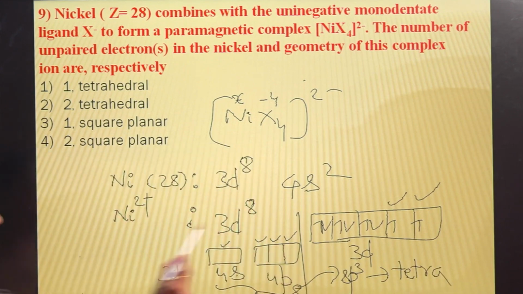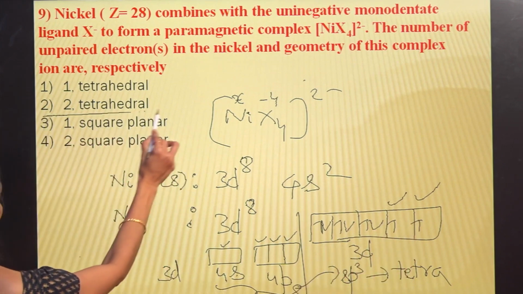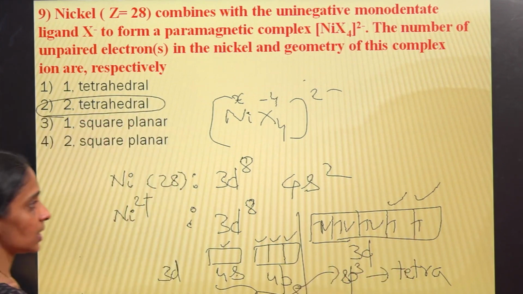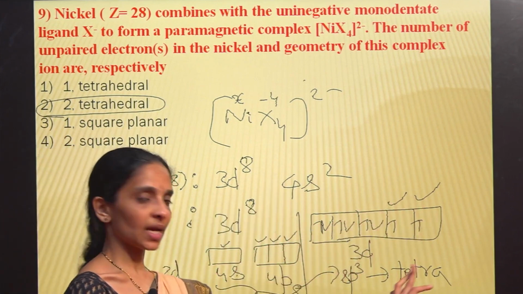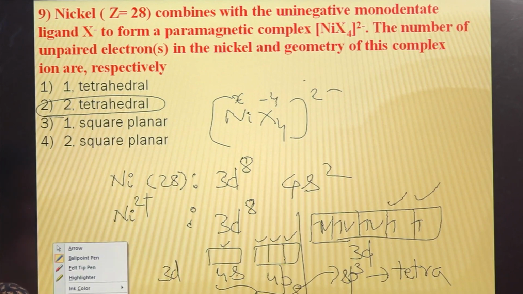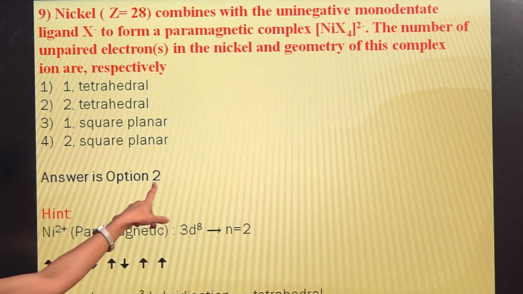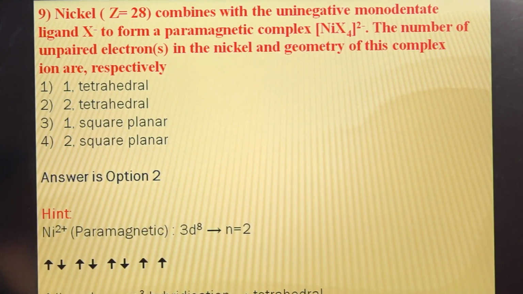So unpaired electrons are 2 and the shape is tetrahedral. So option 2 is the correct answer. All right, the hint we have already seen. Moving on to the next question.